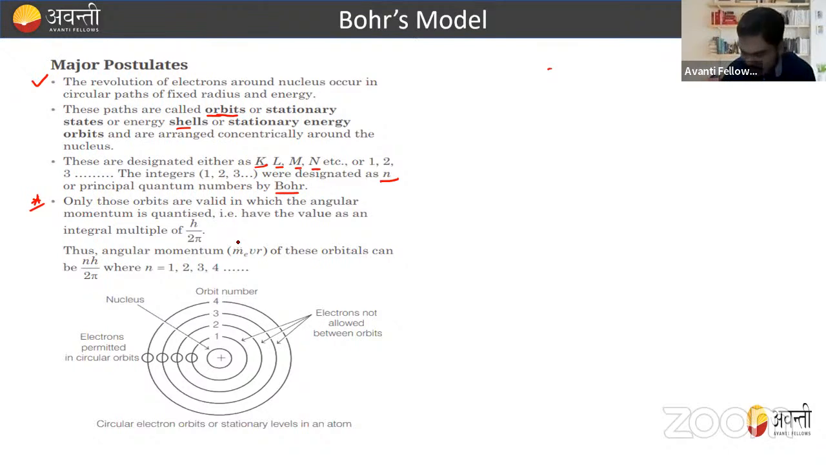So this is the angular momentum, that is mvr, and this mvr must be equal to nh upon 2 pi. So as we can see that the circular electron orbit, or we say stationary level in an atom.